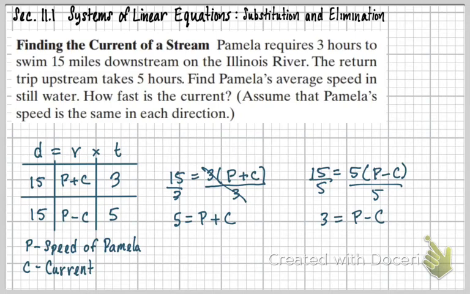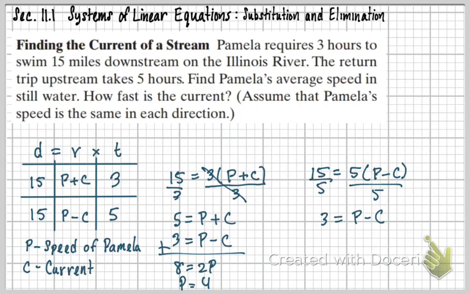The nice thing about this is, notice I have 2 equations, 2 unknowns, and the C's are already opposites. That will always be the case with these. So I can just add these together, use the elimination method, and get my answer pretty quickly. Those C's are going to cancel. This is going to be 8 equals 2P. So then P equals 4. So Pamela is going 4 miles per hour.